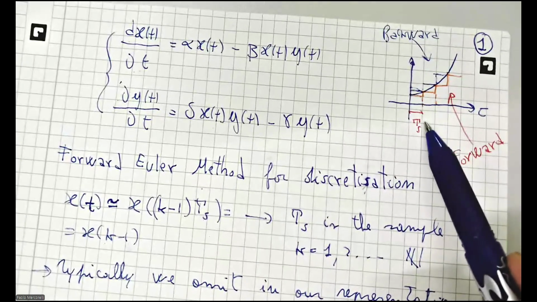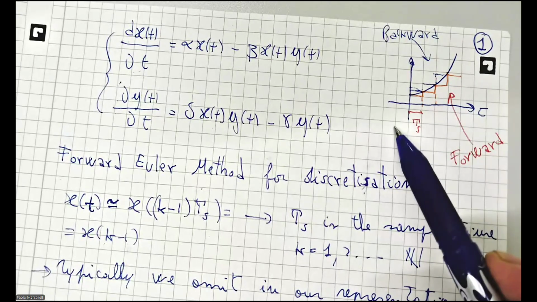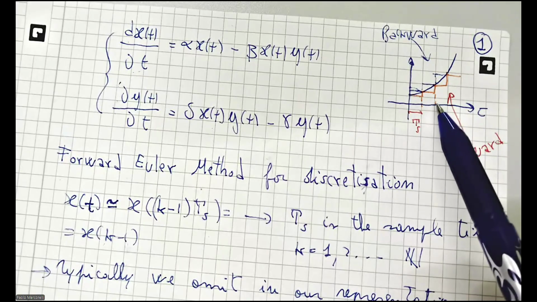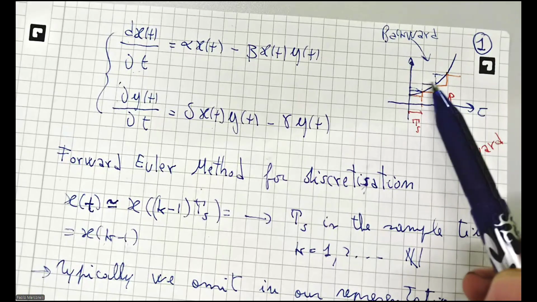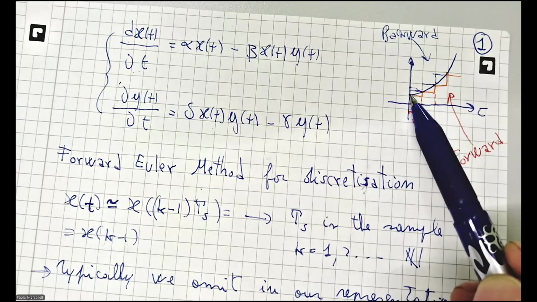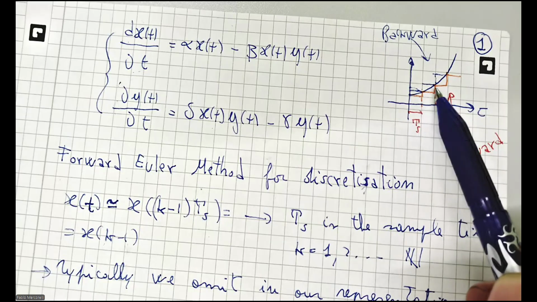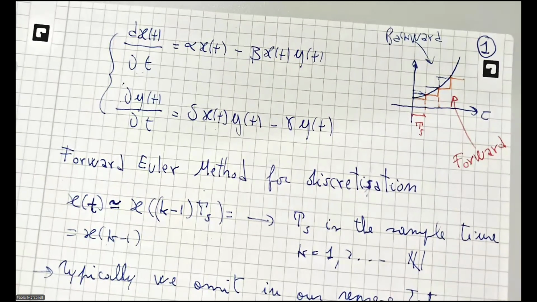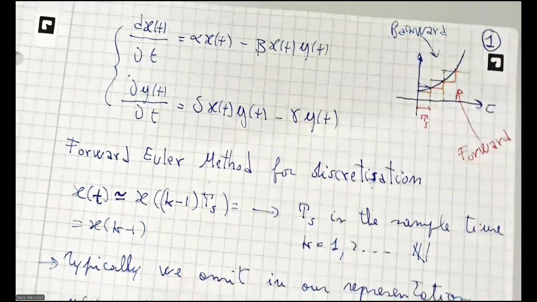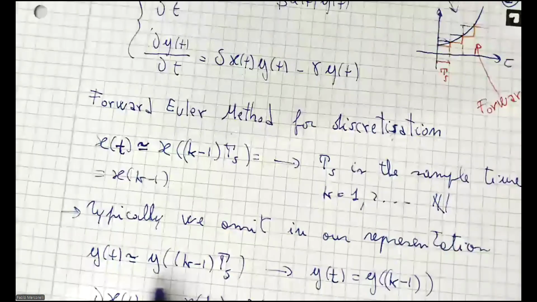But the representation of what I am doing is here. Let me consider the red, and I will clarify a little bit the structure of the red approximation, and we will go in depth into the difference between red and blue during the semester. Basically, this value is for k equal 1, this value is for k equal 2, and so on. Typically, as is written here, we omit Ts in our representation. The same for y.